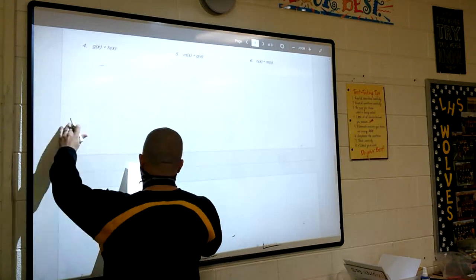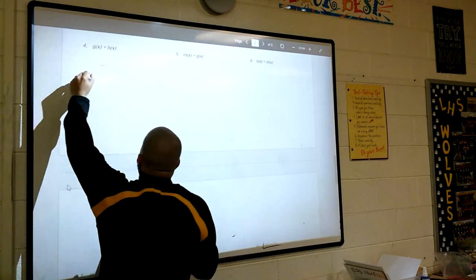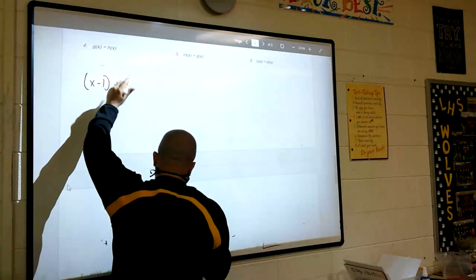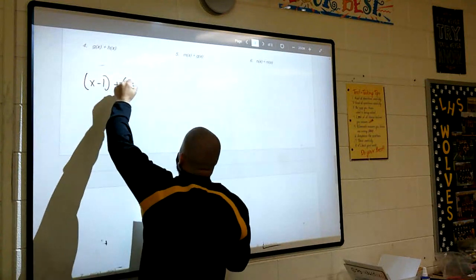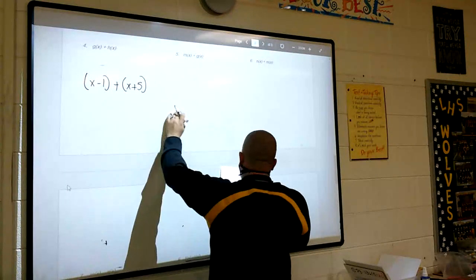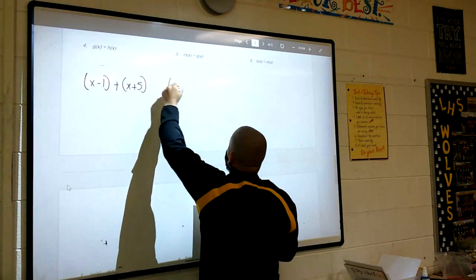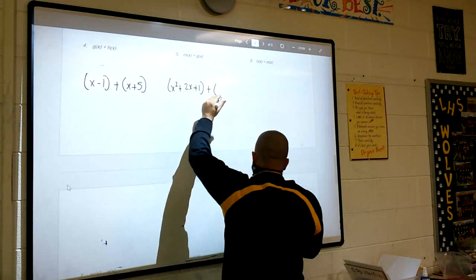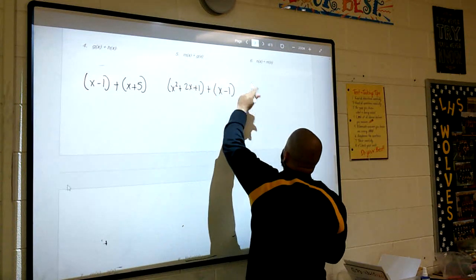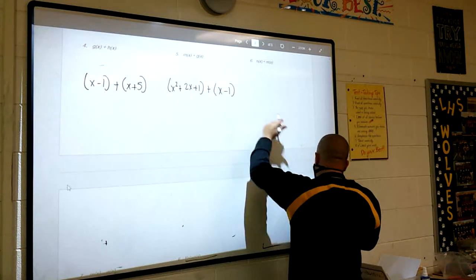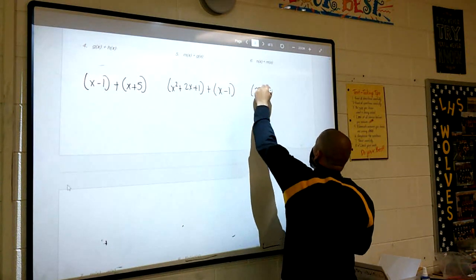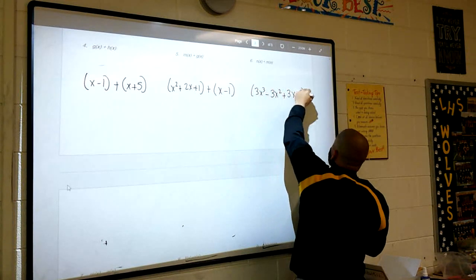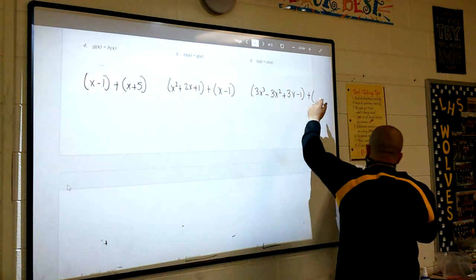So in number 4, g of x plus h of x. So again, this is x minus 1 plus, and then h of x is x plus 5. Number 5, m of x plus g of x. M is x squared plus 2x plus 1 plus g of x is x minus 1. And number 6, n plus m, so 3x to the third minus 3x squared plus 3x minus 1 plus x squared plus 2x plus 1.